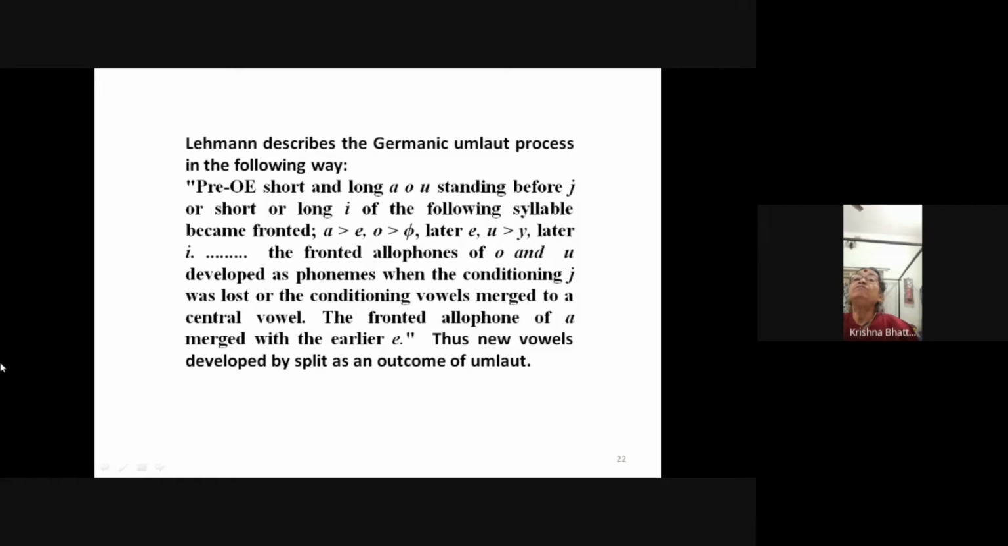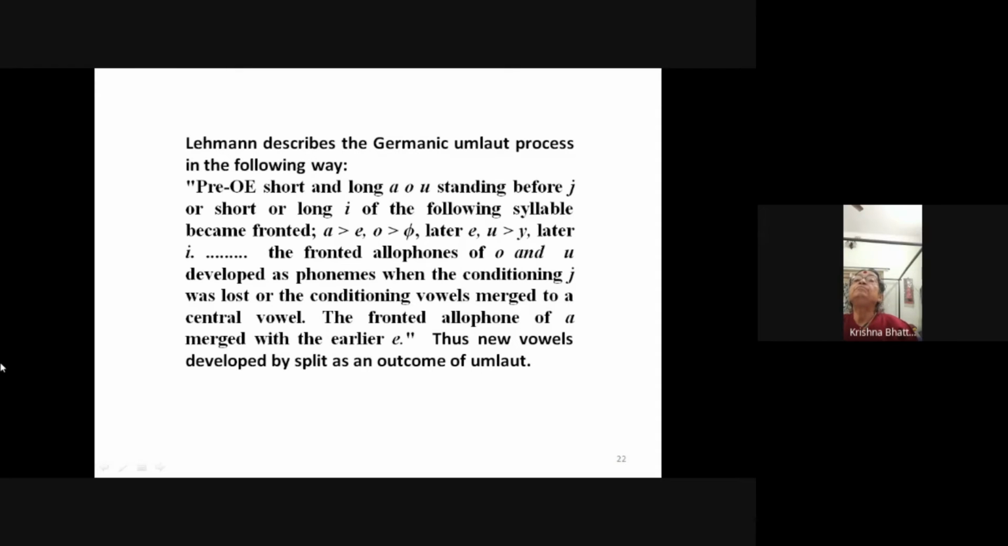a changes to a fronted a, o changes to fronted o, u changes to fronted u. The fronted allophones of o, u, a developed as phonemes when the conditioning i was lost or the conditioning vowels merged to a central vowel. The fronted allophone of a merged with the earlier a. So thus, new vowels developed by split as an outcome of umlaut. And such changes can impact the structure of a language as well.